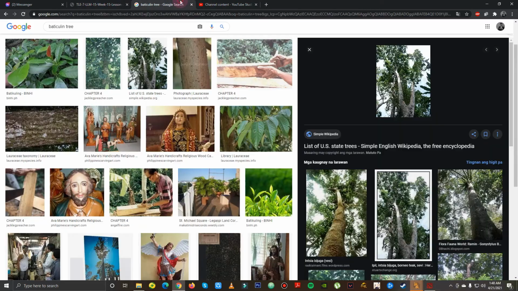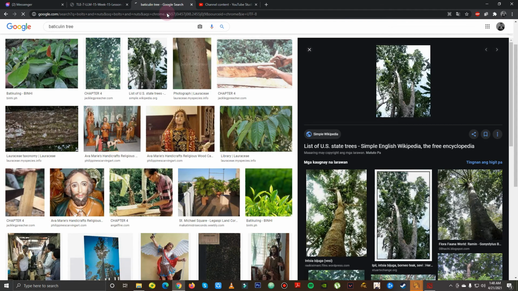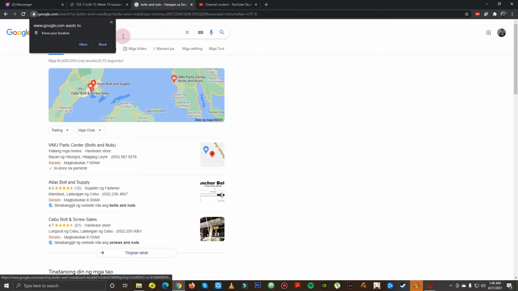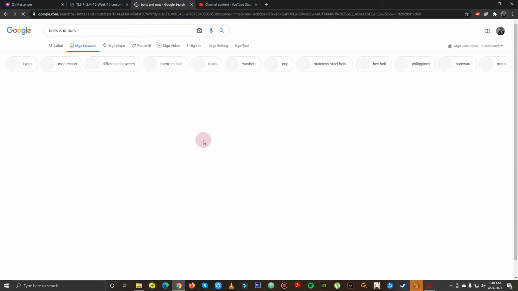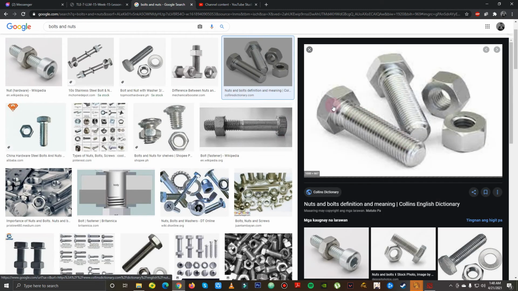Okay? Let me just bolts and nuts. Okay, this is how a bolt and nut looks like. Okay, these are the bolt and these are the nut, the donut structure I'm talking about.